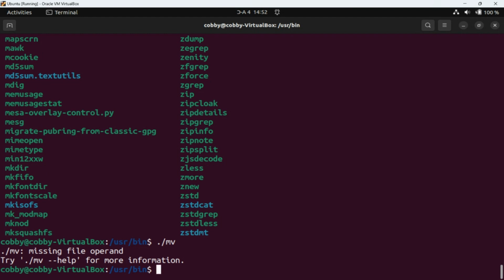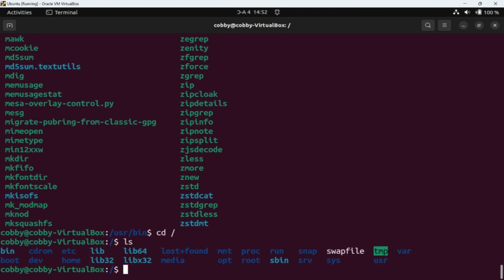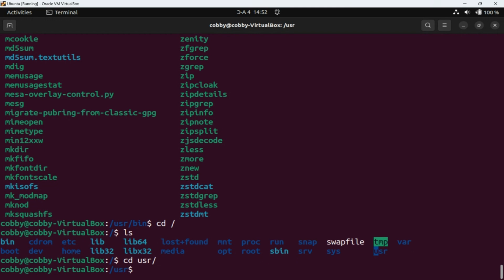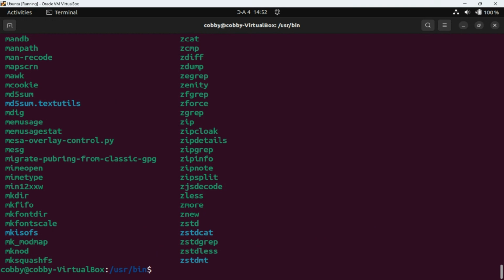When the user enters something like this, first of all, let me show you the path where this is. If you want to find where this is, you go to root, cd into root, you ls, you go to usr, cd into usr, and then you go to your binary files. We all know what a binary file is: ones and zeros, executable files or programs. So let's cd into bin. And you find them.